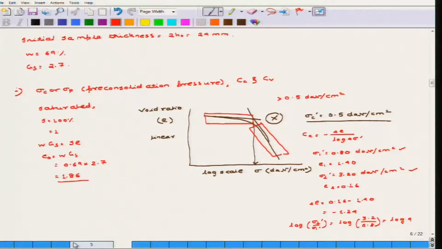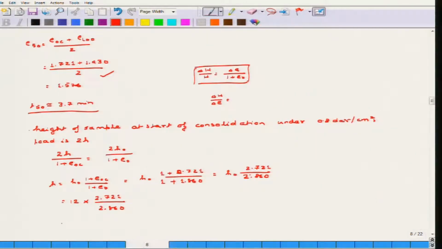That also has been discussed here. See, 2 H naught is equal to 24 millimeter. So H naught is 12 millimeter because you consider the half of the sample. So in this case, it comes out to be 11.4 millimeter.